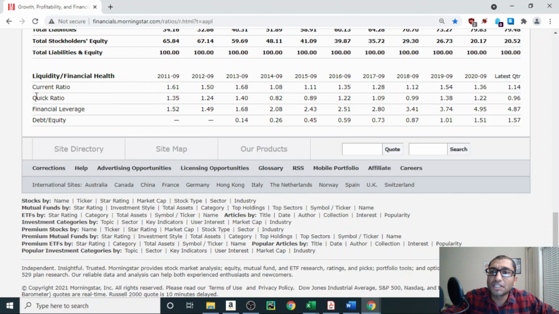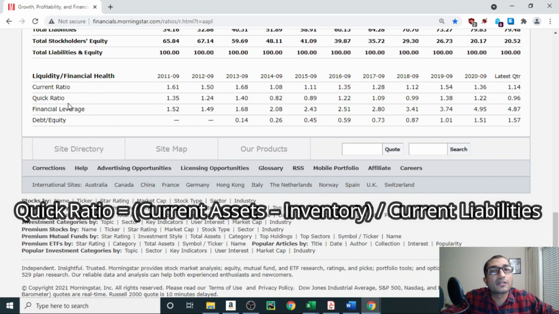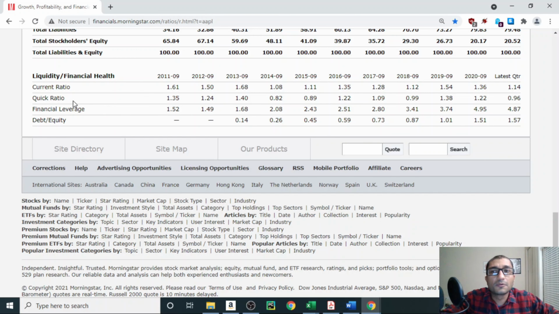Next, looking at the quick ratio. The quick ratio is similar to the current ratio except we disregard the inventory component. In other words, quick ratio is equal to current assets minus inventory divided by current liabilities. Ideally, we want the quick ratio to be greater than 1.0, as that means the company does not have to rely on selling its inventory in order to fulfill its current liabilities. Back in 2011, the quick ratio was 1.35. For the year 2020, it was 1.22, and for the latest quarter, it's at 0.96.